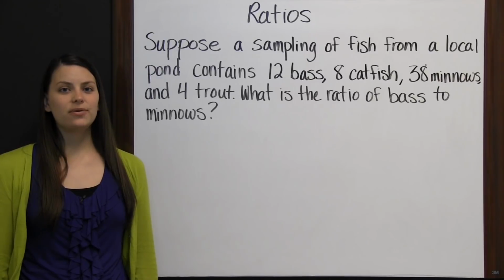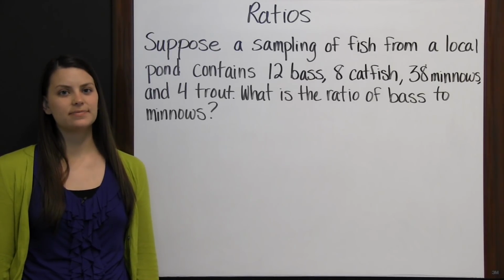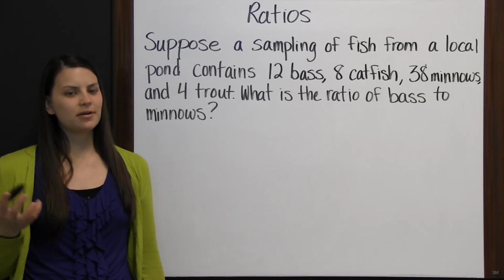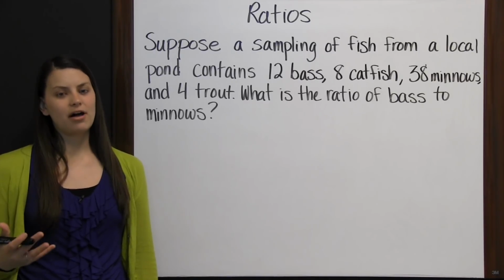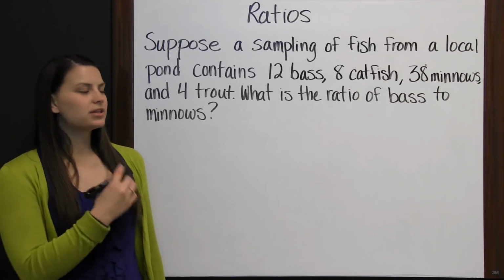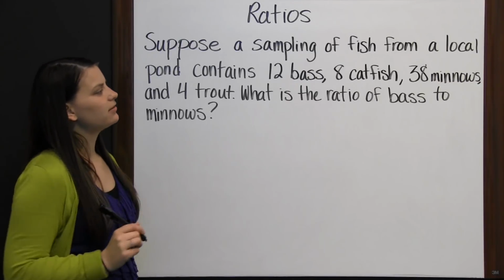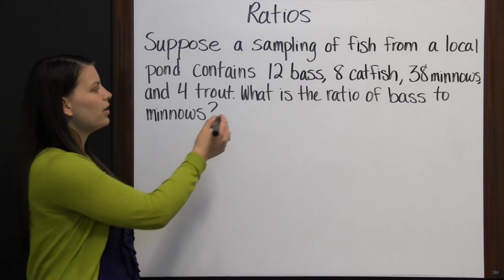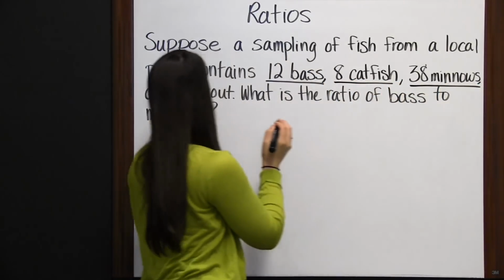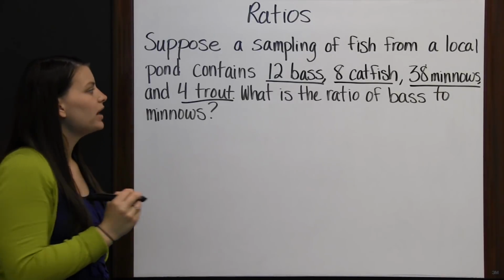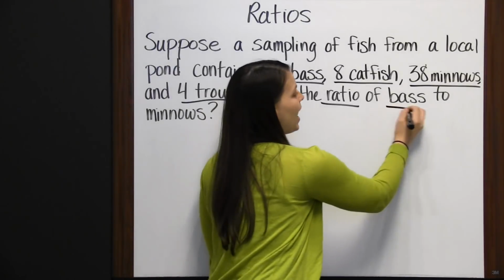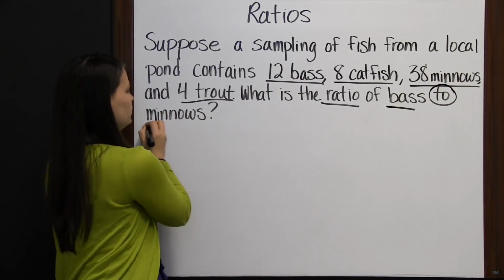Ratios. A ratio is a comparison between two quantities. You can think of a ratio like a fraction. And since it's just like a fraction, a comparison of two numbers, it is treated a lot like a fraction, meaning you're going to simplify it anytime you can. Let's look at this problem. Suppose a sampling of fish from a local pond contains 12 bass, 8 catfish, 38 minnows, and 4 trout. What is the ratio, so the comparison of two numbers, of bass to minnows?